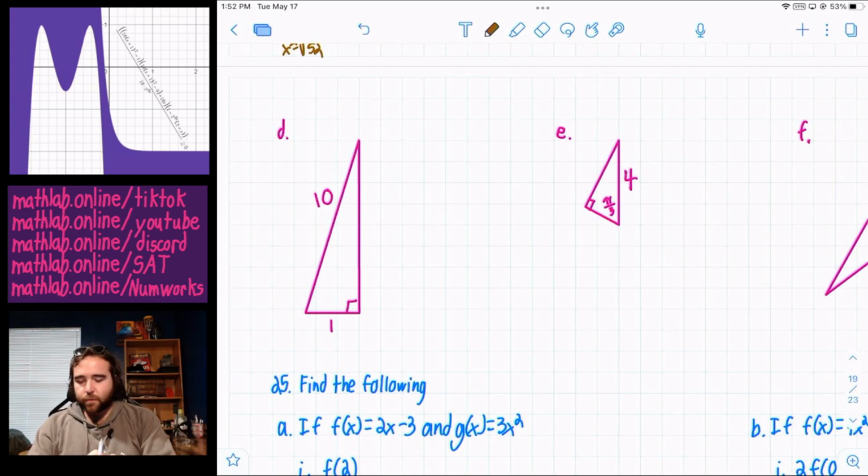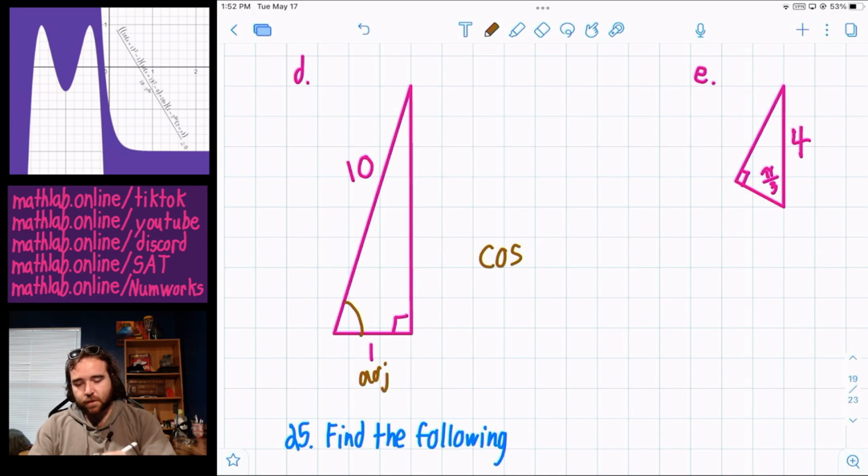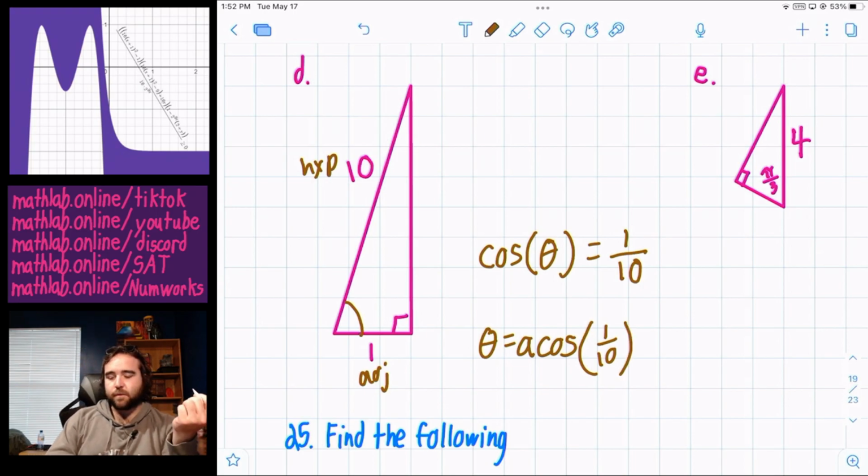All right, so we got 3 more triangles. So let's do this one. This one we're trying to find the angles. So it looks like, let's try to find that angle first. So let's do sine, or no, cosine, because that's the adjacent side. That's the adjacent, that's the hypotenuse. That's cosine. So we're going to say that the cosine of theta is 1 over 10. So that means we're going to inverse cosine. So theta is a cosine of 1/10. We can put that in the calculator if we want to, but we don't need to.